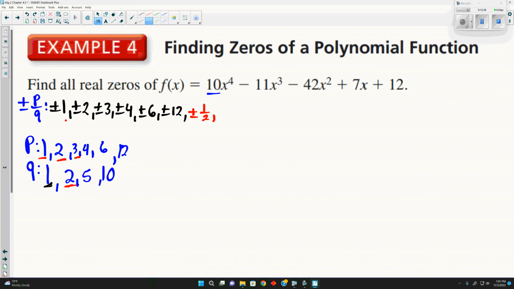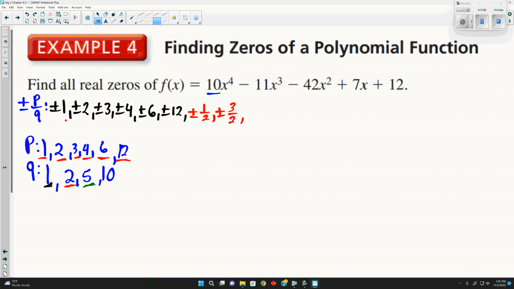3 divided by 2 is 1.5 or 3/2. I'll leave them. I tend to leave them as mixed numbers. So we have 3/2. Then we go to the next one. 4 divided by 2 is, we have it. Next one, 6 divided by 2 is, we have it. And 12 divided by 2 is, we have it. Okay.